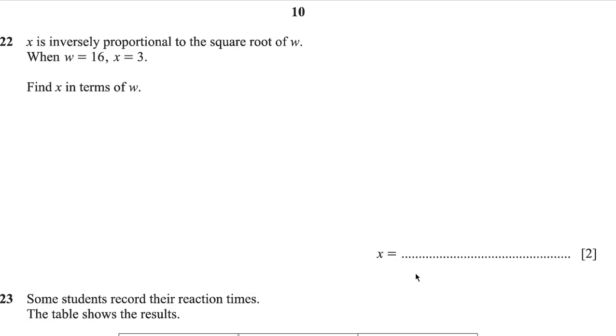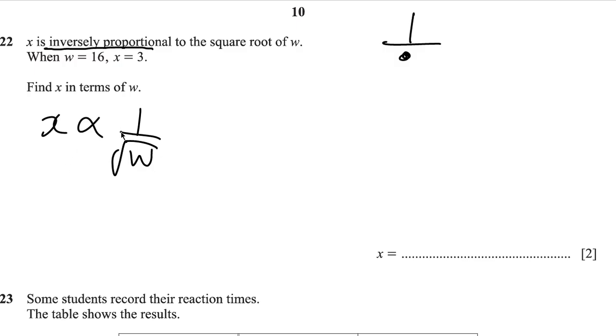The next question says x is inversely proportional to the square root of w. When w equals 16, x is 3. Find x in terms of w. When you hear the term inversely proportional, that's like an inverse, 1 over a variable. So x is inversely proportional to the square root of w. If the question said directly proportional, we would have x is directly proportional to the square root of w, but this is the inverse, right?